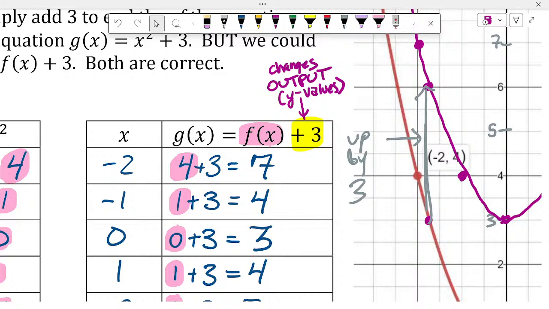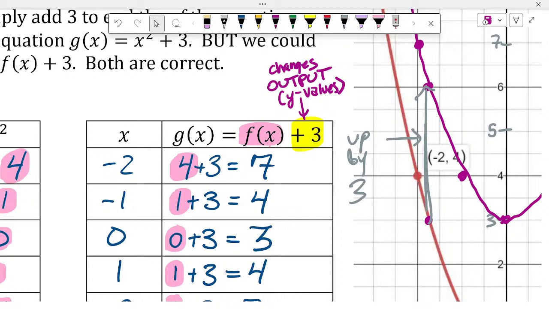But if you make the change before you square it, since that is in fact the function, anything you change inside that bracket before you square it is changing the input. And if you're changing the input, now you're changing the x values. Does that make sense? That's why the brackets in vertex form.